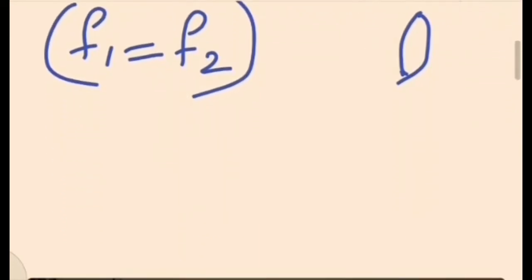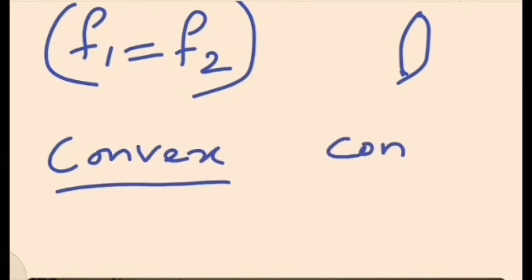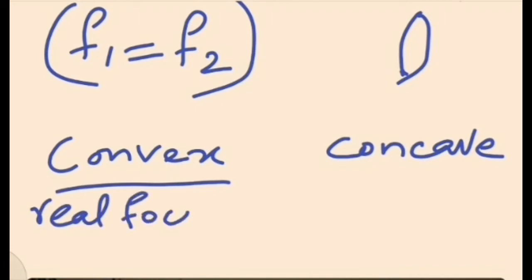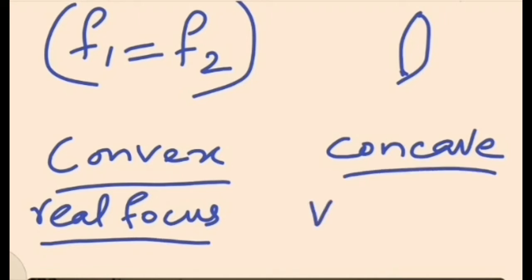Now when you take the case of convex lens, we say that the convex lens has a real focal length. The focus of a convex lens is considered to be real. The reason is, after refraction through a convex lens, the rays actually meet at a point. So that is why we say the focus of a convex lens is real. Whereas in the case of concave lens, the focus is said to be virtual.